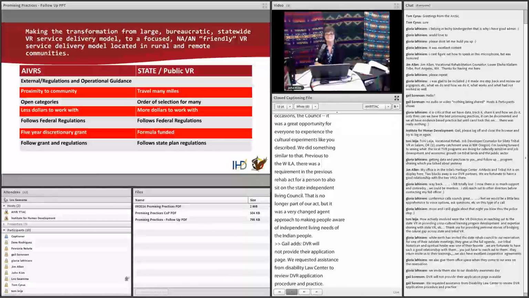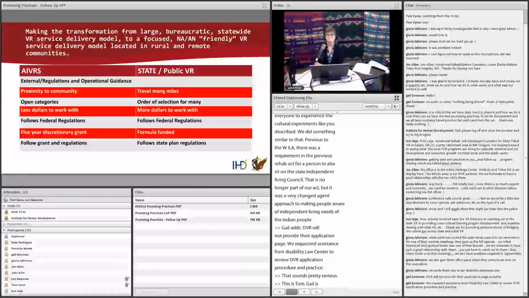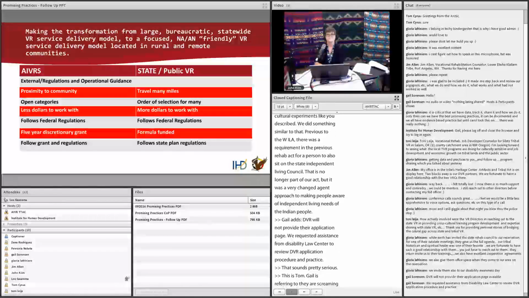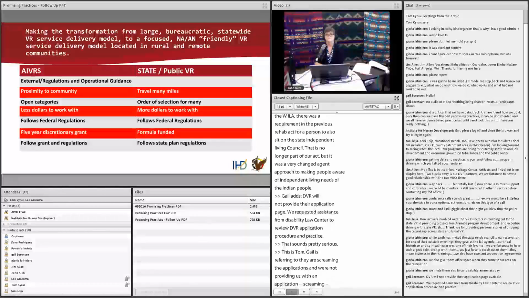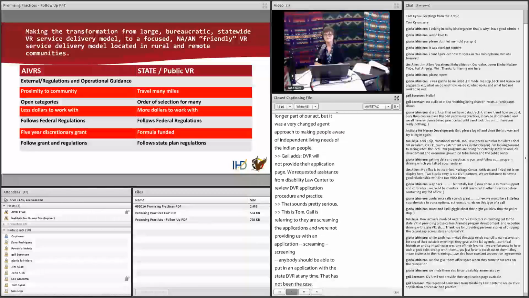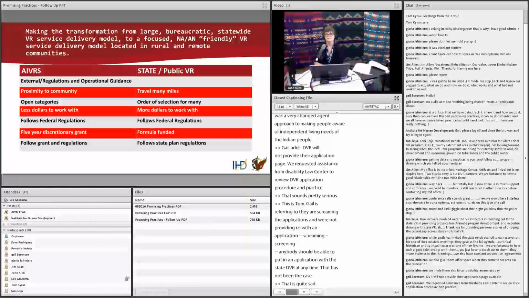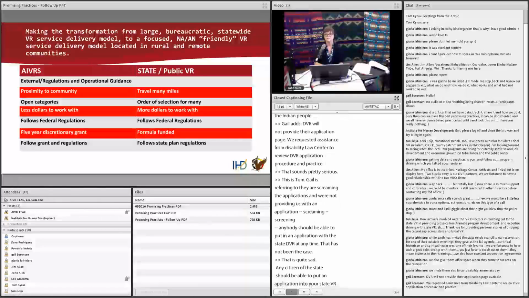One of the things Gail is referring to is that they're sort of screening the applications, so they weren't providing us with an application to give to folks. We're trying to get some clarification from the Disability Law Center, because anybody should be able to put in an application to state DVR anytime, but that hasn't been the case in Alaska. That's quite sad, in my opinion, because if you're living in the state, you should be able to put an application into your state VR agency. And it is such a good resource for us, because they have bigger bucks than we have. Right.